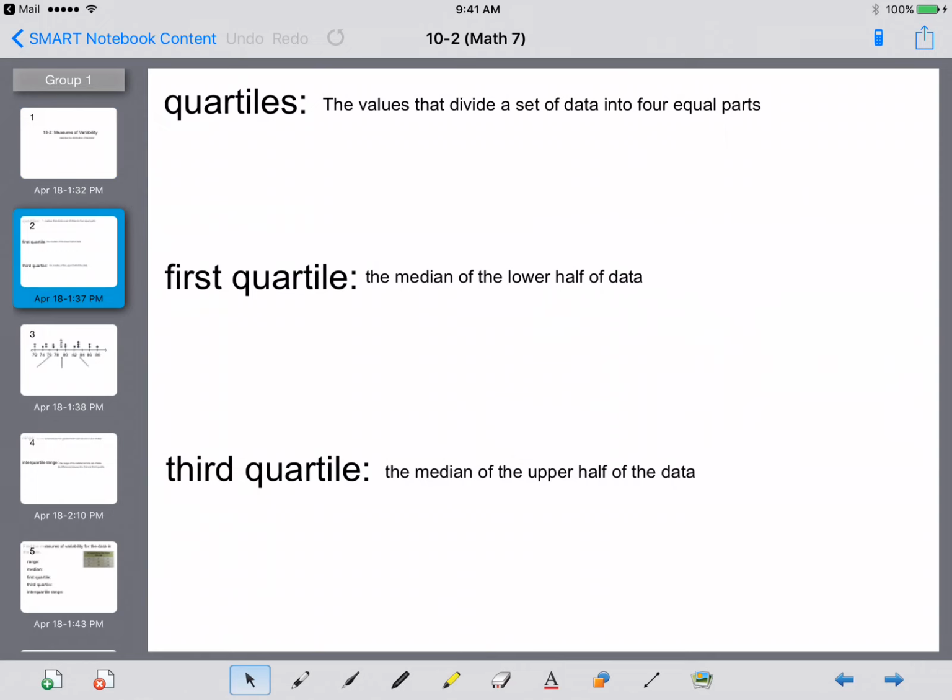So in order to figure out your first quartile, you first need to figure out your median of your entire set of data. Then you take the bottom half and find the median there. And same for the third, but using the upper half of your data.